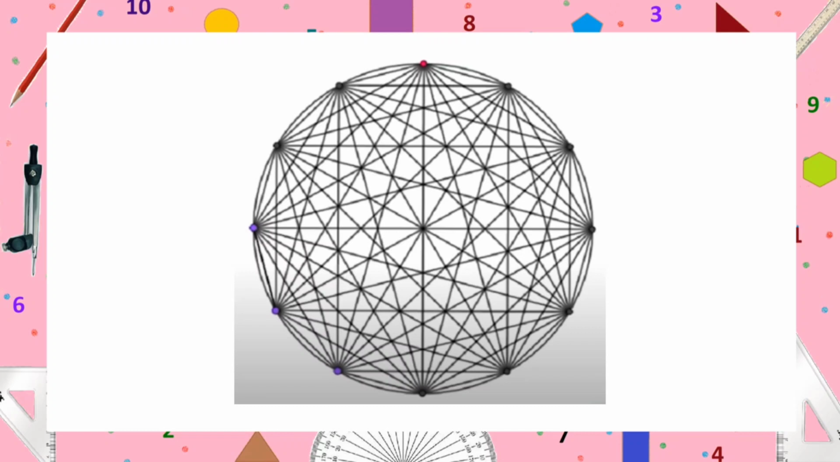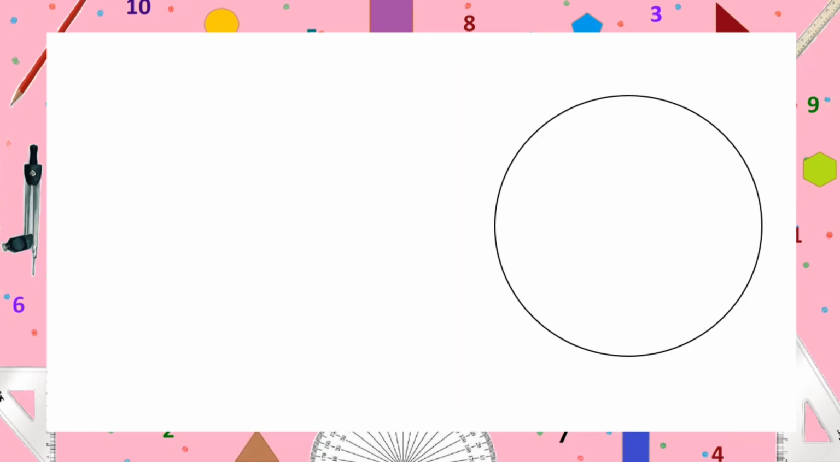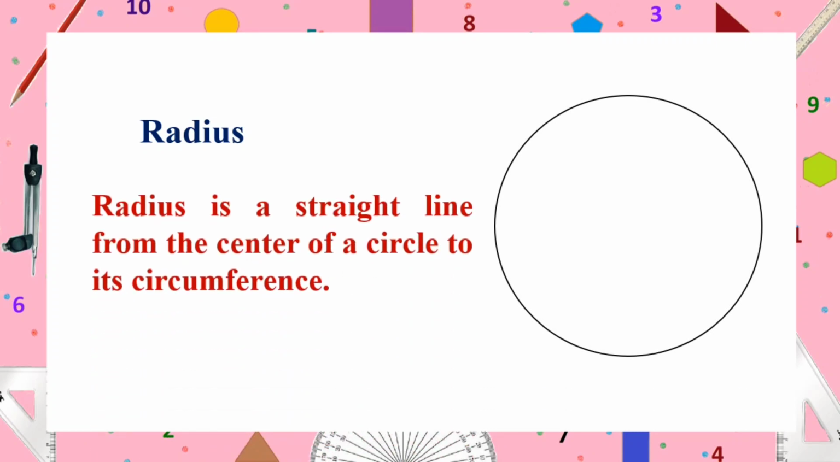Do you know what the important parts of a circle are? To draw a circle, first we need a radius, right? What is the radius of the circle? Yes, radius is a straight line from the center of a circle to its circumference. Do you understand? Radius is a straight line from the center of a circle to its circumference. This is the radius.